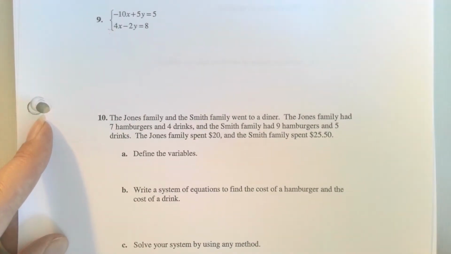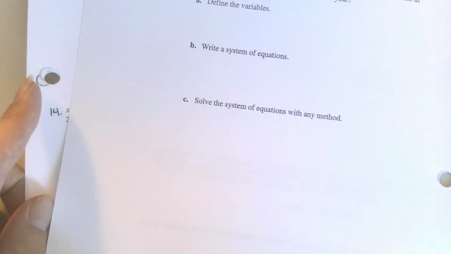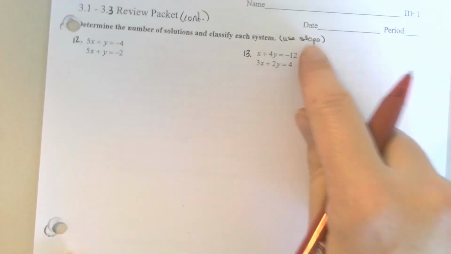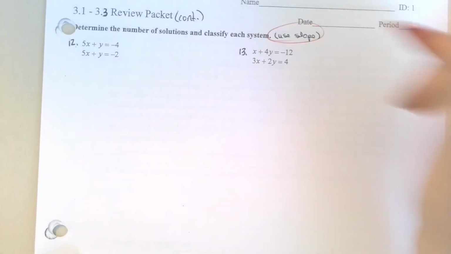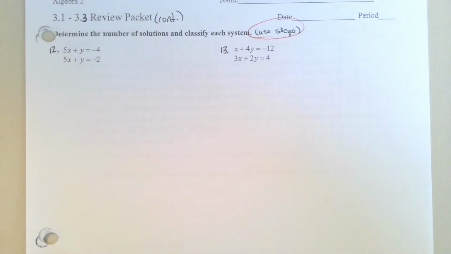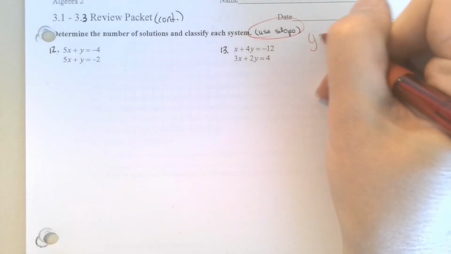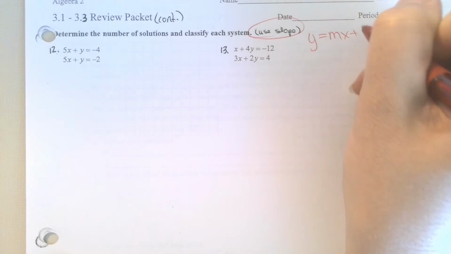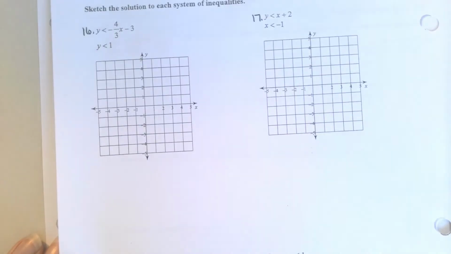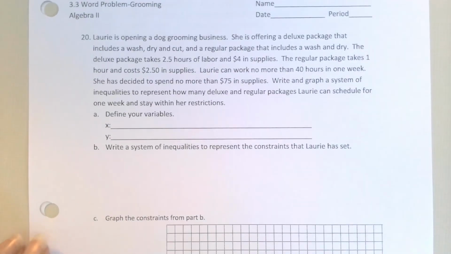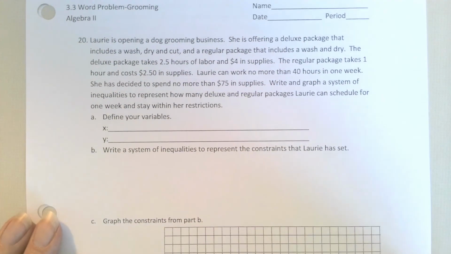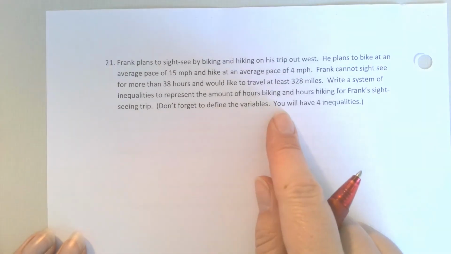You've got your word problems. You've got another word problem. Determine the number of solutions using slope. So I'll talk about that in a minute. You don't have to solve. You want to find y equals mx plus b and use our rules to compare slope. The back are your inequalities to graph. And you've got an inequality problem to do as a graph like you've been working on, and one that you are just going to set up. So those are your reviews.